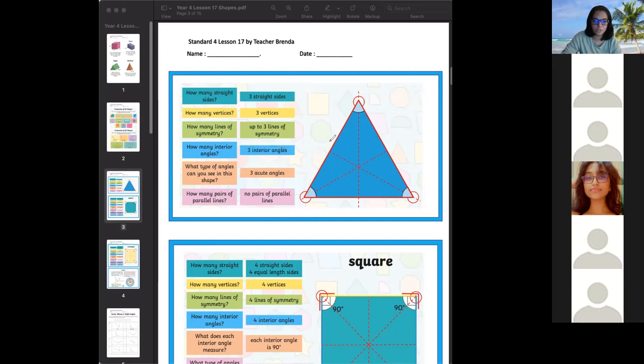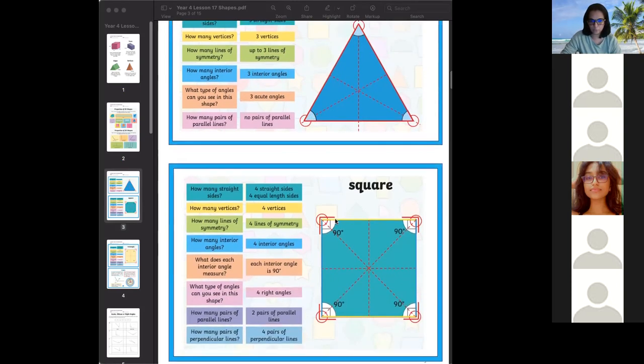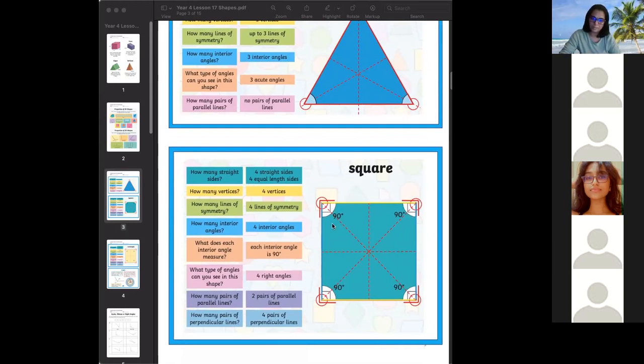The next shape will be a square. I'm not going to explain too much. As you can see, these dotted lines are the symmetrical lines. Symmetry is taught in standard 3. And you have 4 right angles in a square and even a rectangle. Even if you draw a rectangle, you will have 4 right angles. In a rectangle, 2 of the sides are the same, and the other 2 sides are the same length, whereas in a square, all 4 sides are the same.